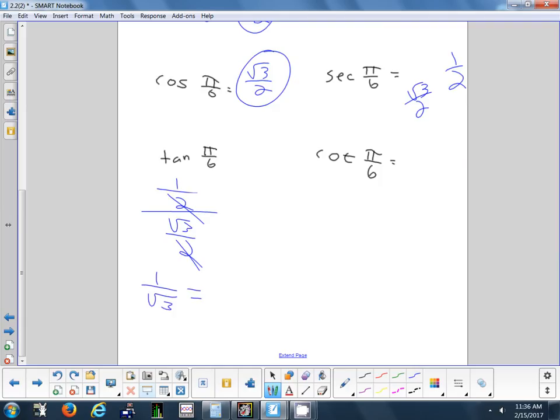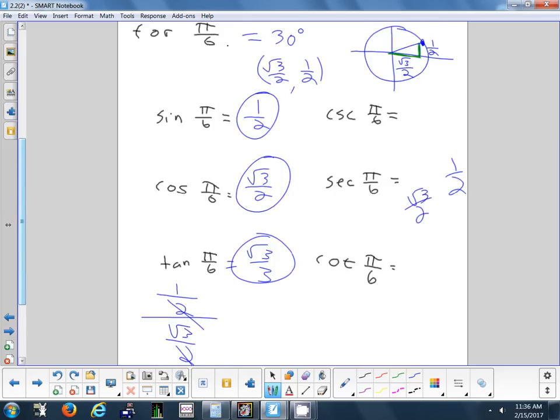Okay. Numerically, that's correct. The only problem with it is there's a root in the bottom. Can somebody tell me what that would be if you fix it, so there's no root in the bottom? Miles? It would be the square root of 3 over 3. Don't get rid of this other answer that we have. I'm going to come back to that in a second.